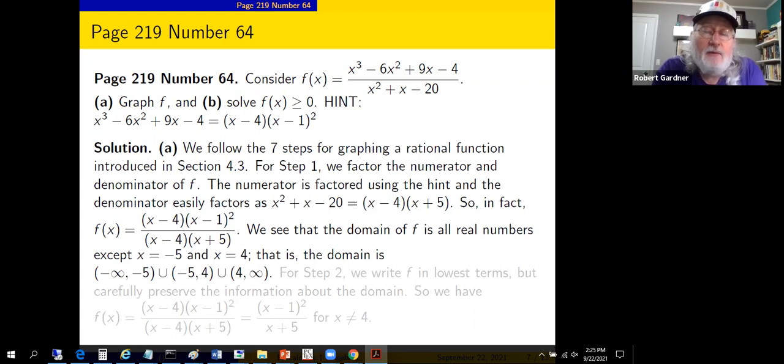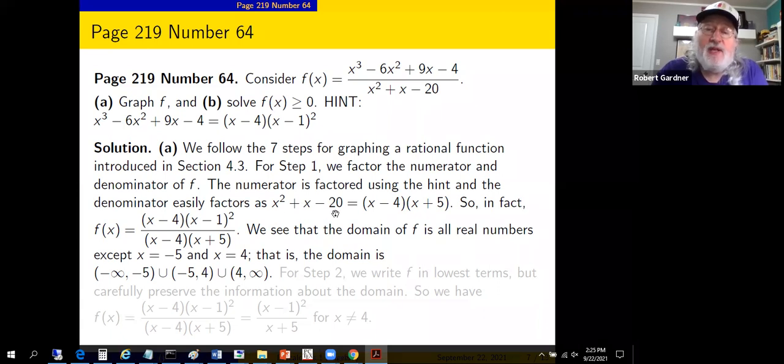So we'll follow the lengthy 7-step procedure from the previous section for graphing a rational function. Step 1, factor the numerator and denominator. Numerator can be factored by the hint. So useful hint, there's how you factor the numerator.